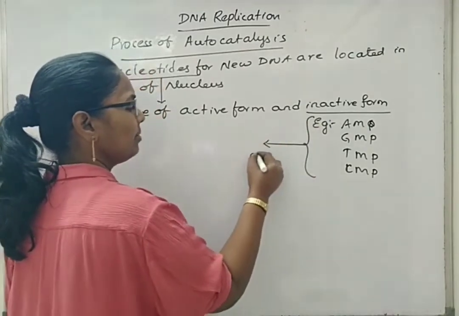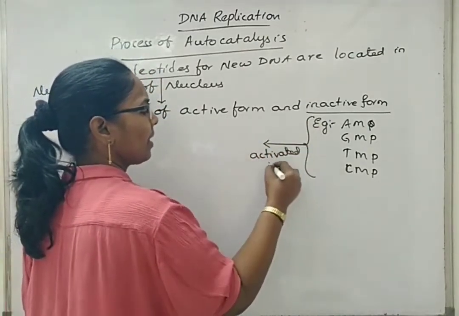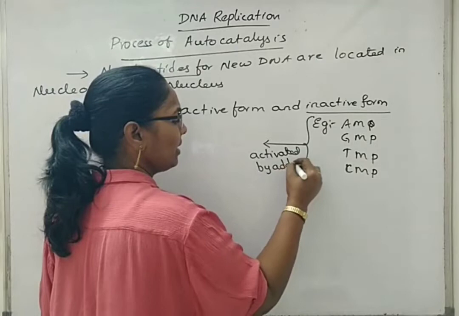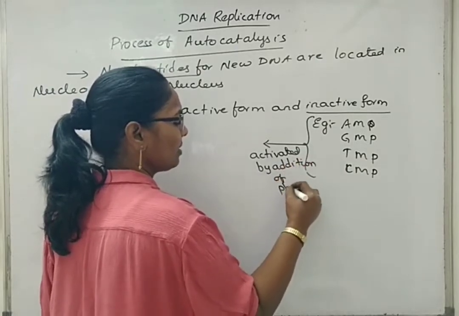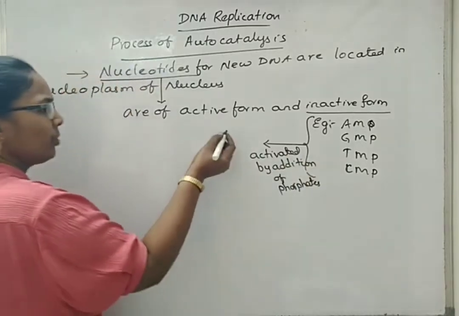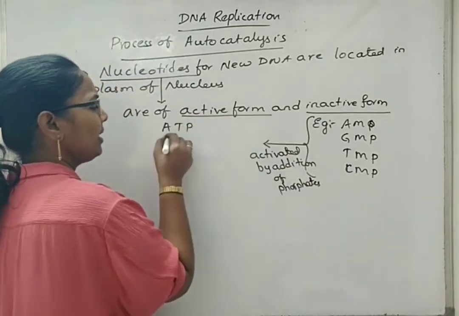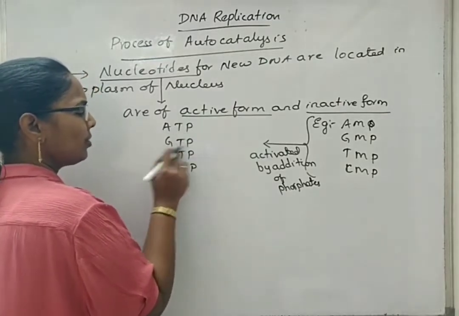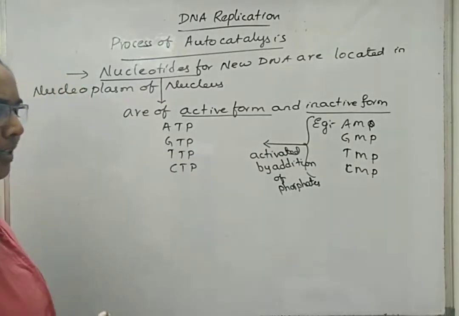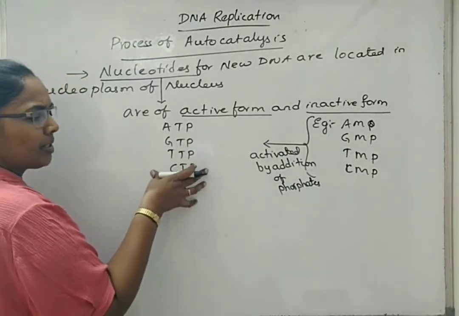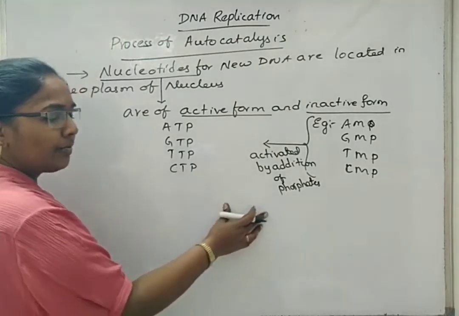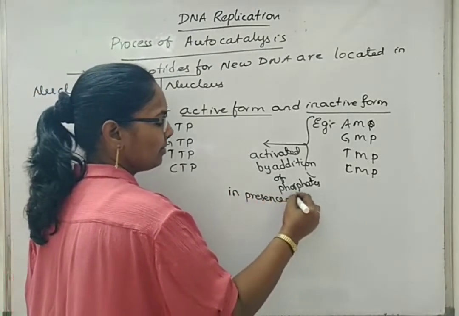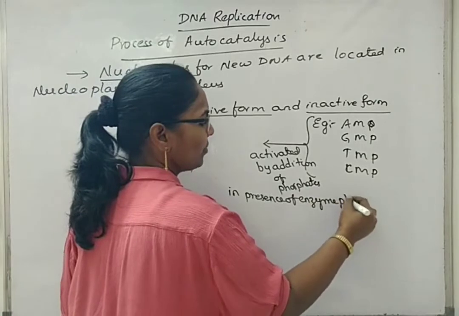So they are converted means activated by the addition of phosphates. So they are converted into active forms, that is ATP, GTP, TTP and CTP. Adenosine triphosphate, guanosine triphosphate, thymidine triphosphate, cytidine triphosphate. So these are considered as the active forms. The process of addition of phosphates is called as phosphorylation. So we'll write in presence of enzyme, phosphorylase.